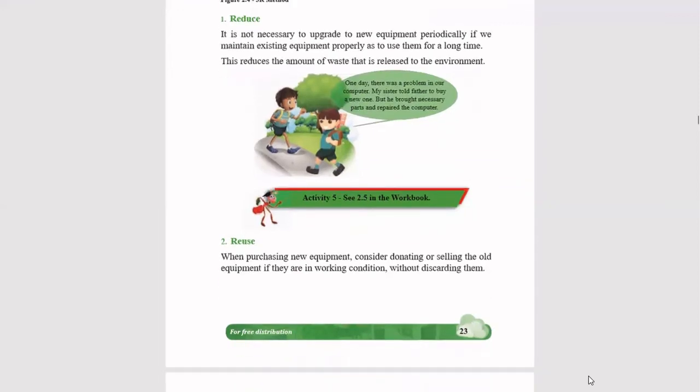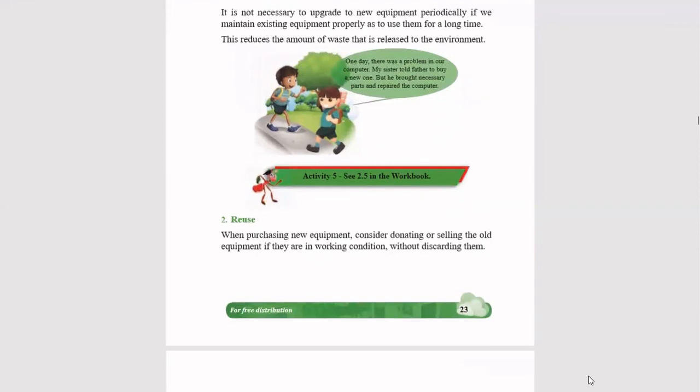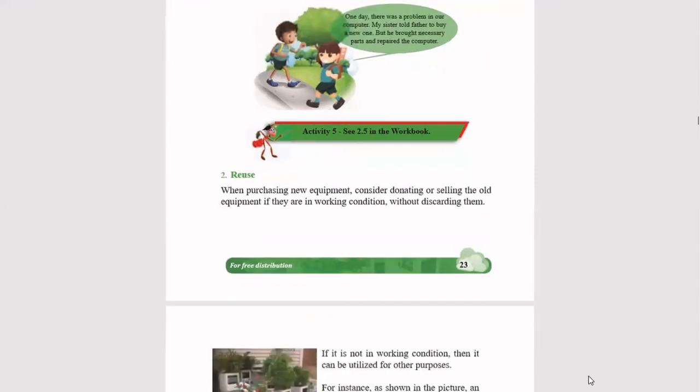Then reuse. Earlier one was reduce. That means you reduce the amount of garbage you are throwing to the environment. Here, you are going to reuse this one. Okay, actually if you are going to purchase new equipment, why are you doing it? Maybe really your computer is broken. Then there is no option. You have to throw it away. But still, if it's not in working condition, you can use it for other purposes, not for computer purposes, but for other purposes.